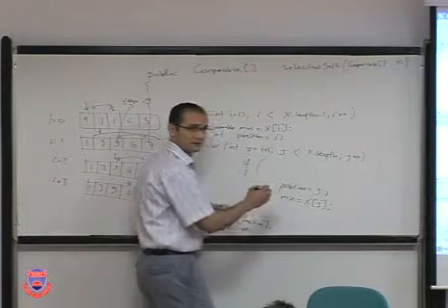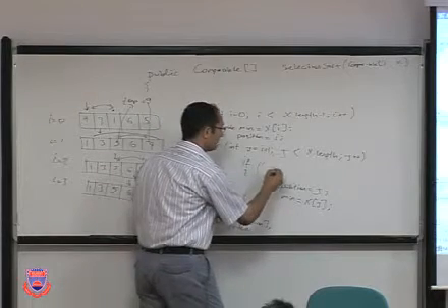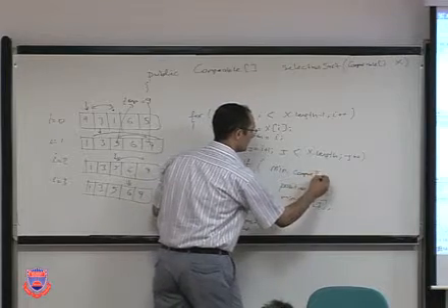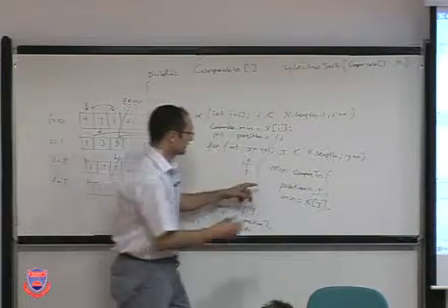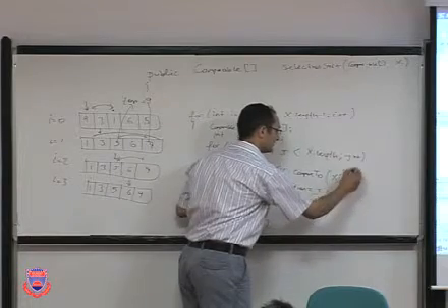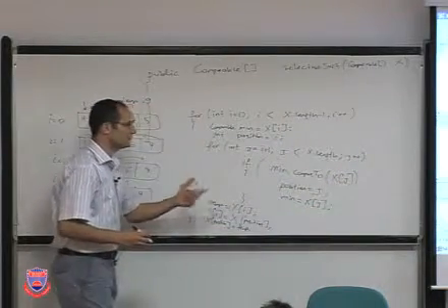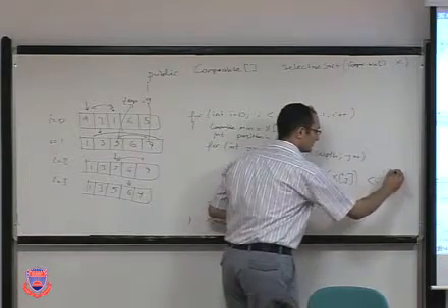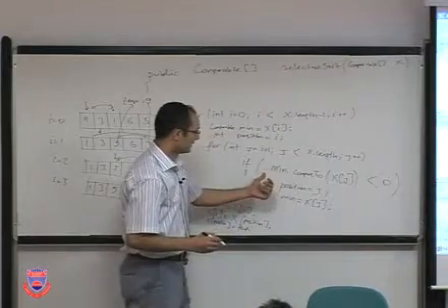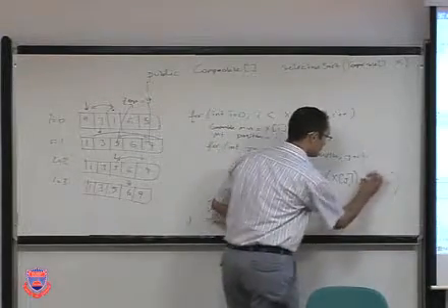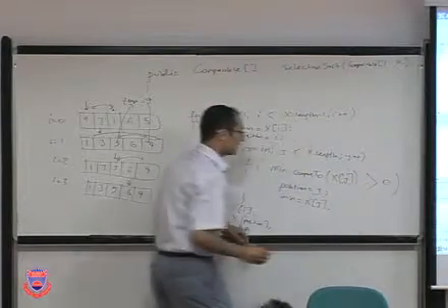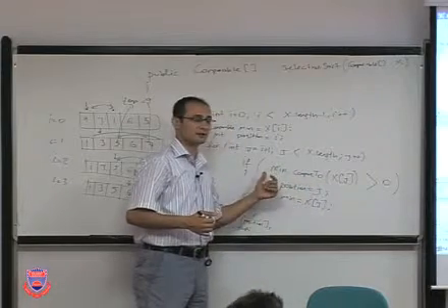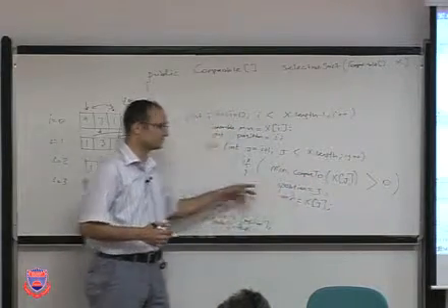I will compare, since my min is a comparable object, min compareTo xj, right? And this is going to return an integer, whether positive, negative, or 0. If it is greater than 0, then this minimum is not the minimum, xj is smaller than that, in which case I will need to do the swap.